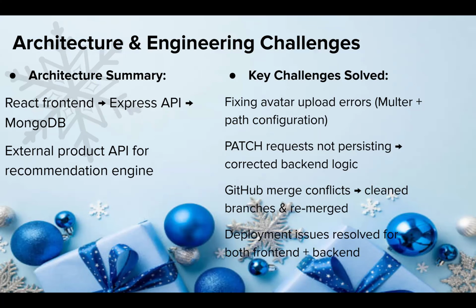In terms of the architecture and engineering challenges, this slide shows the high-level architecture of the application. The front end communicates with the Express API, which manages user authentication and data storage in MongoDB. An additional product API powers the item filtering and recommendation so that it can be displayed. During development, we solved several engineering challenges, from debugging the avatar upload failures to Git merge conflicts, to ensure that everything was developed smoothly. The problem-solving steps were essential to delivering a stable and production-ready application.